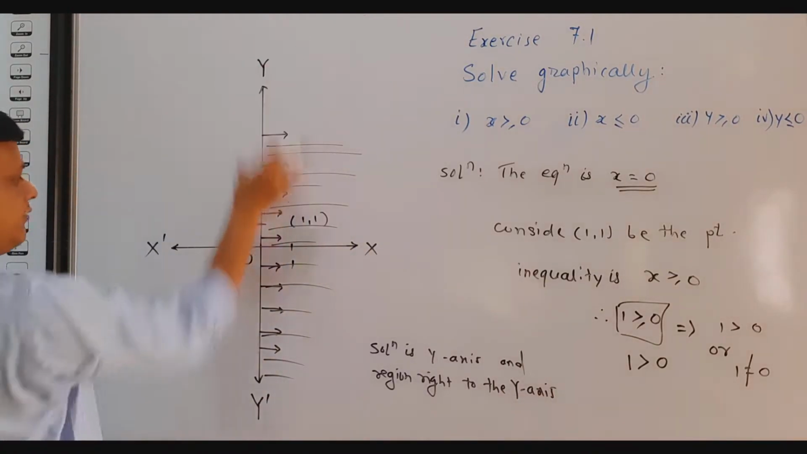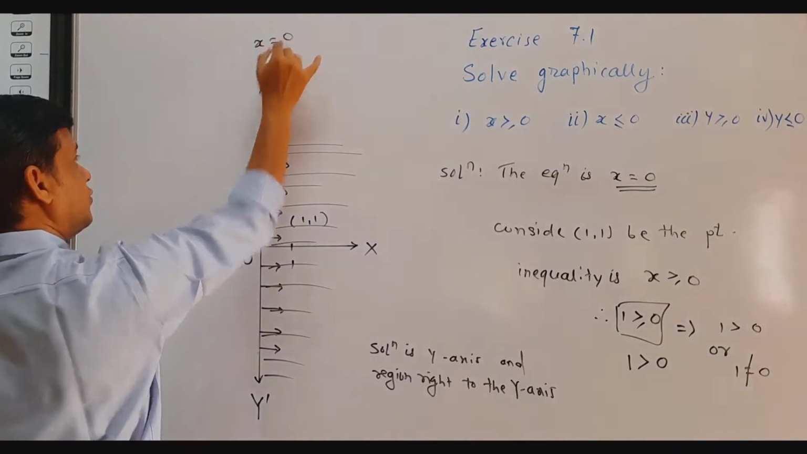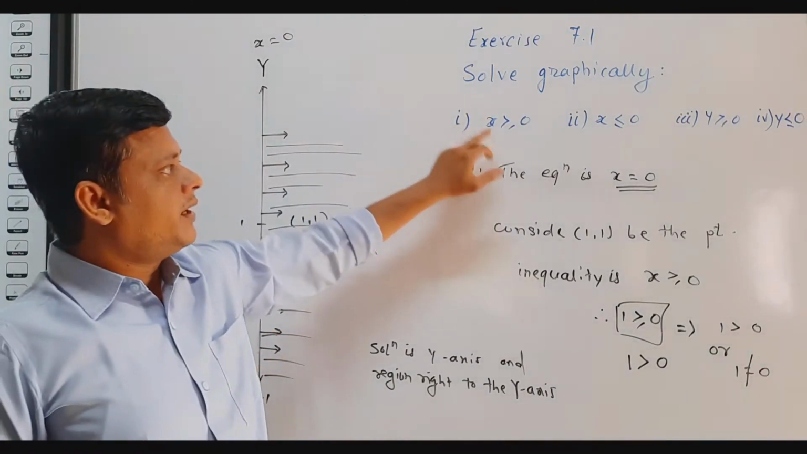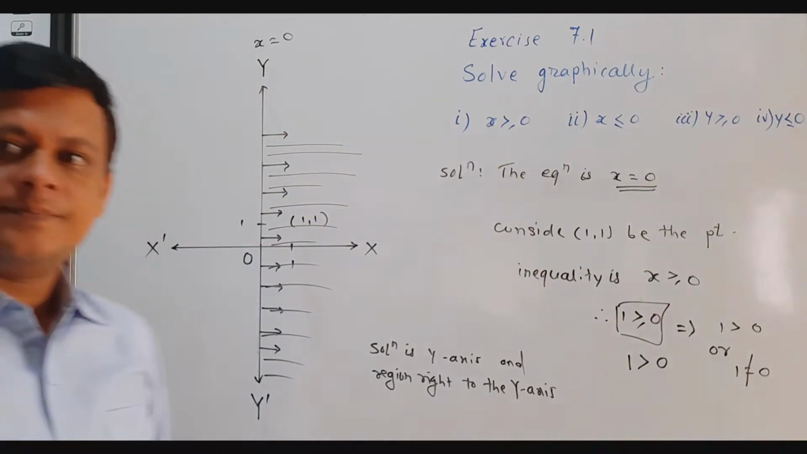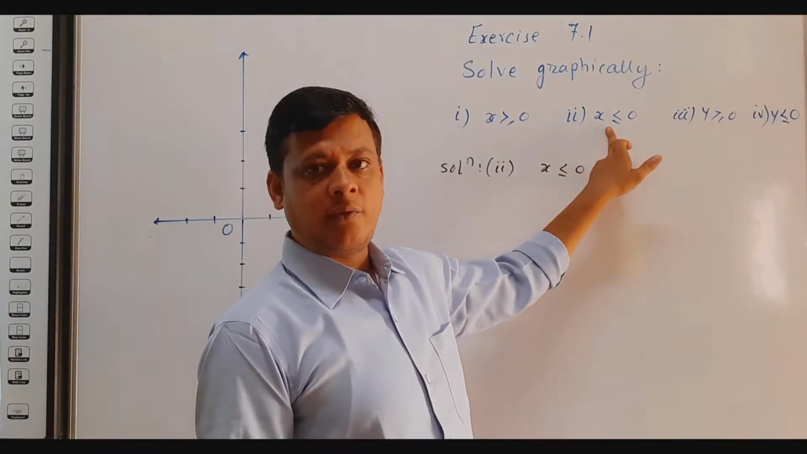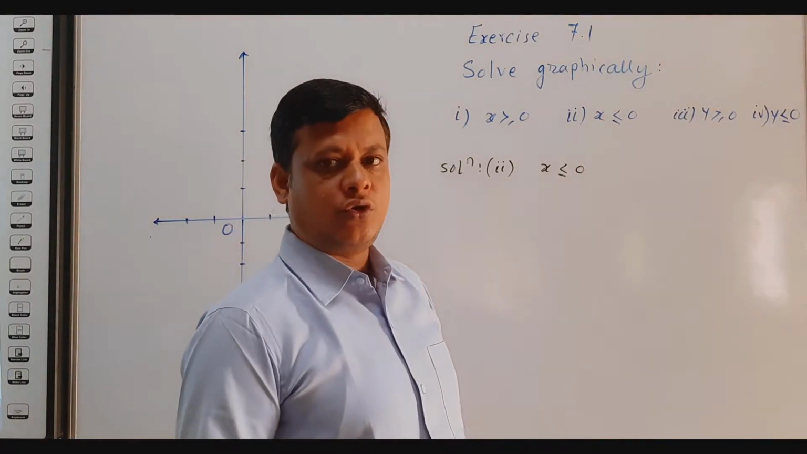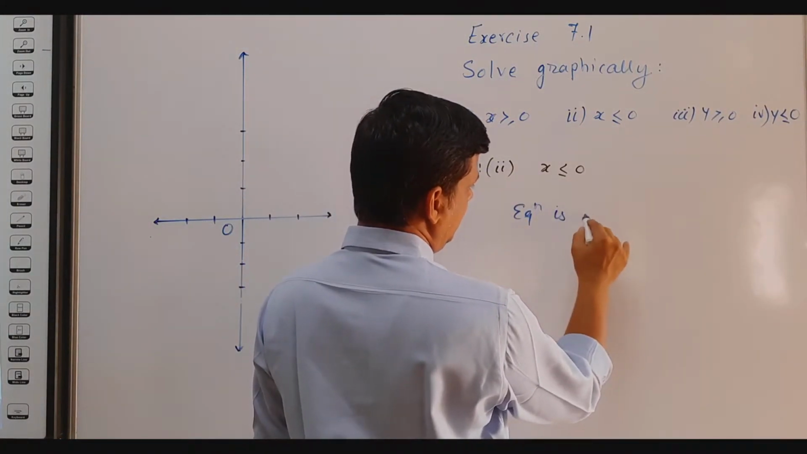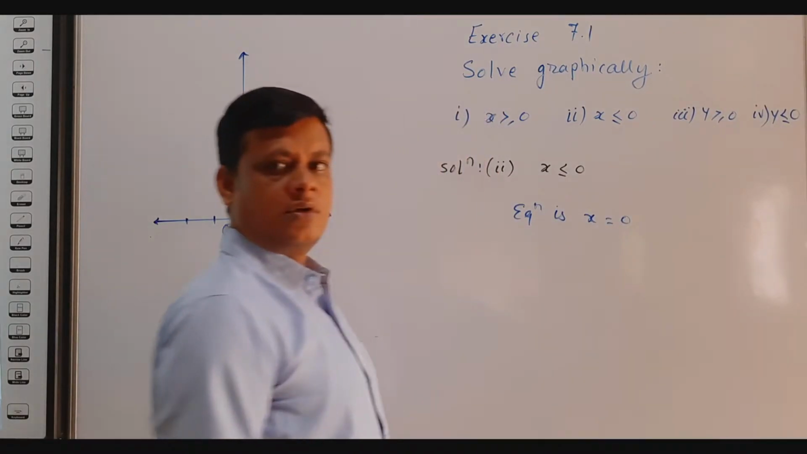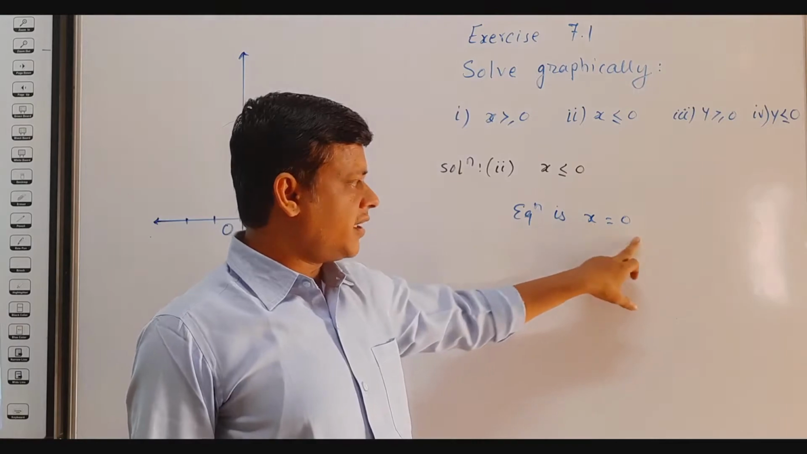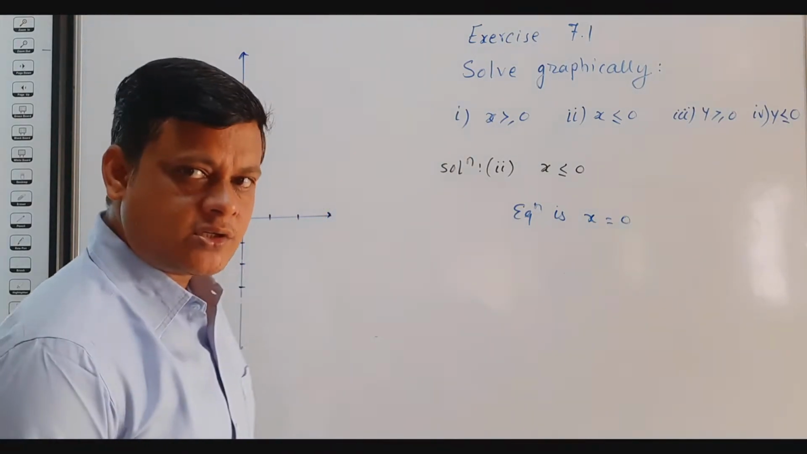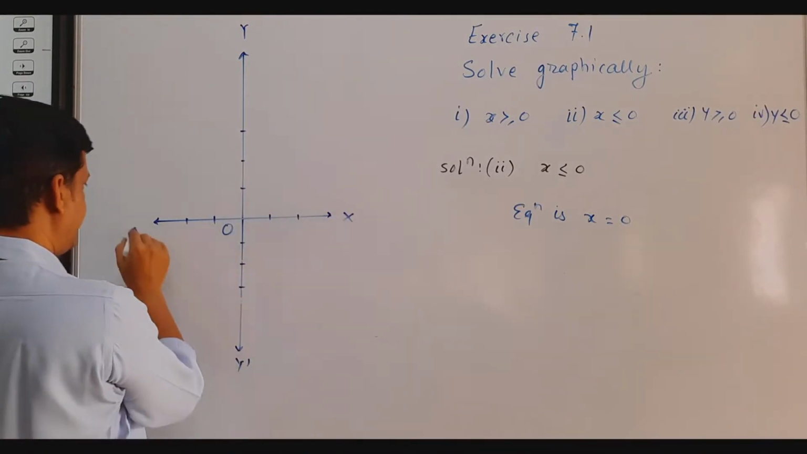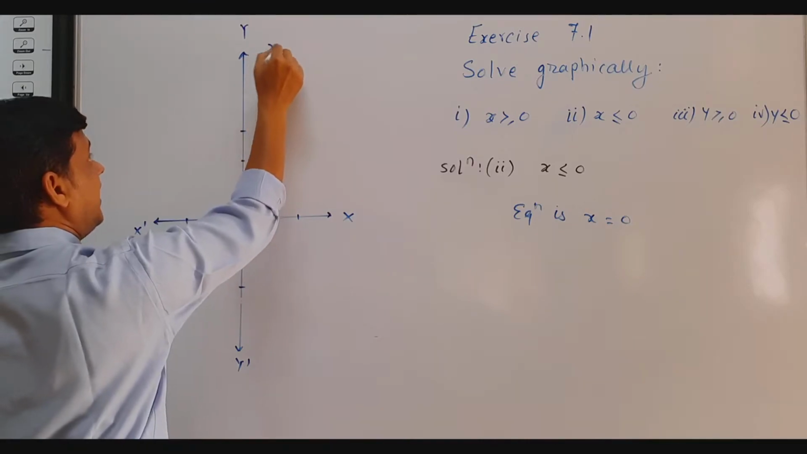So we write this equation of the y-axis as x is equal to 0. So in this way you have to write the graphical solution of this first inequality. Now see the second inequality, x less or equal to 0. From this inequality we write the equation x is equal to 0. Here x equals 0 is again the equation of the y-axis. So this y-axis has equation x is equal to 0.